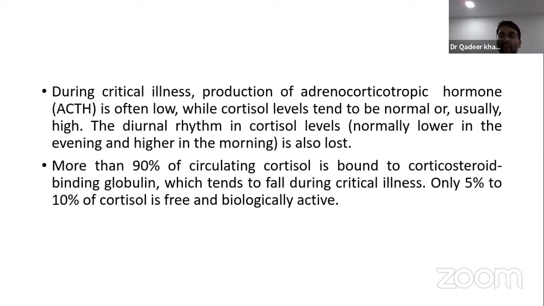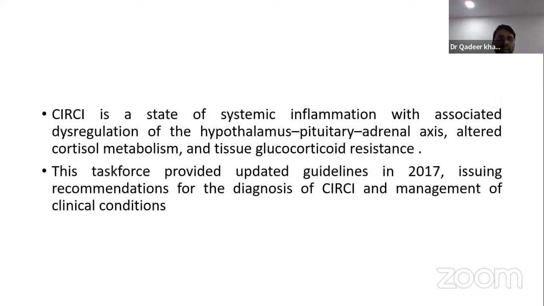More than 90% of cortisol is bound to the binding globulin, which tends to fall during critical illness. As we all know, sepsis or any other illness causes a relative protein or albumin deficiency. So the binding of cortisol will be hampered, and only 5 to 10% will be free cortisol, which is biologically active. CIRCI, as I told, is a state of systemic inflammation associated with dysregulation of the hypothalamic-pituitary-adrenal axis, which alters cortisol metabolism and the release of steroids in the body.